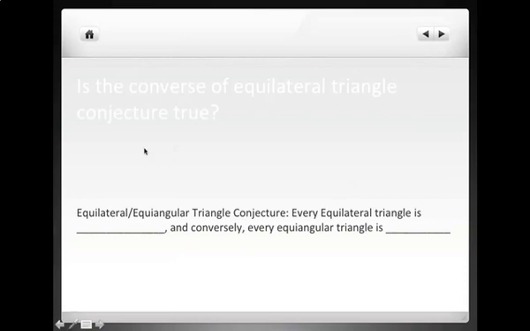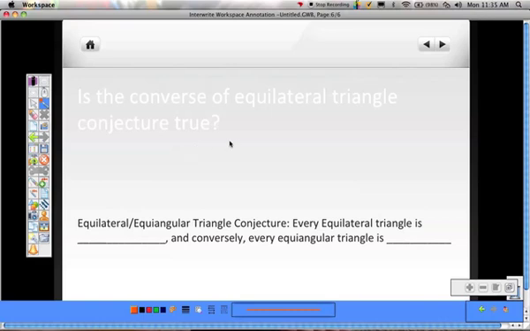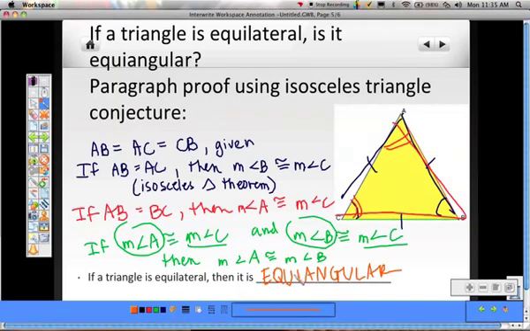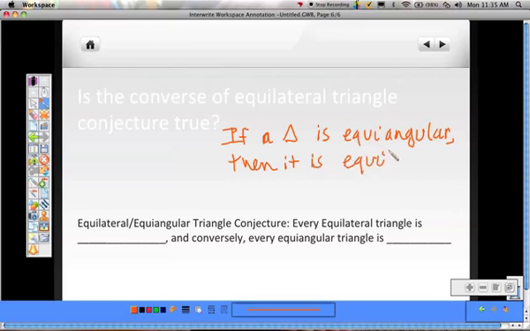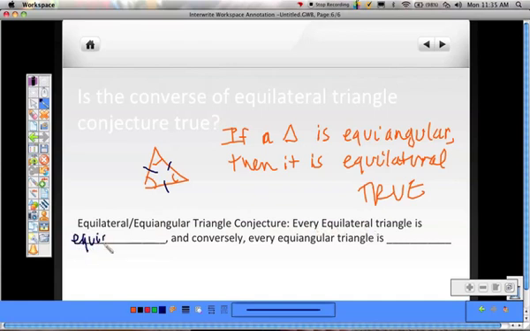Is the converse true? All right, so the converse of that would be, if it is equiangular, then it is equilateral. If a triangle is equiangular, then it is equilateral. That is true. And why is it true? Well, think about it. If these angles are the same, from the isosceles triangle theorem, we know that the base angles are the same, the sides are the same. And if these base angles are the same, the sides are the same. So the equilateral, equiangular triangle conjecture. Every equilateral triangle is equiangular. And conversely, every equiangular triangle is equilateral.